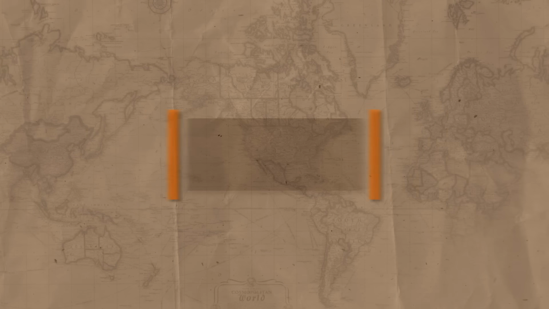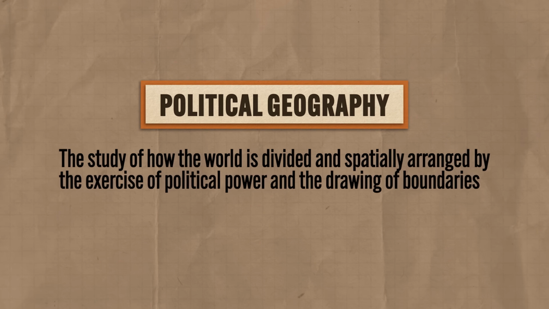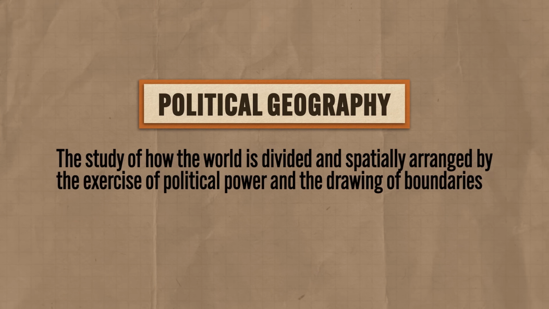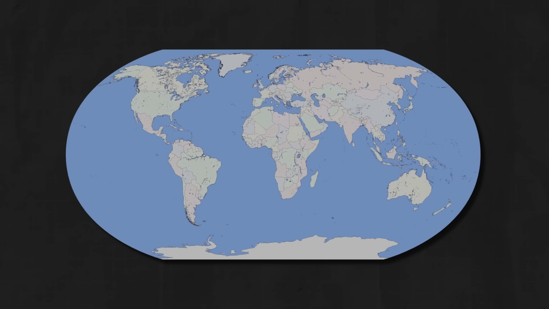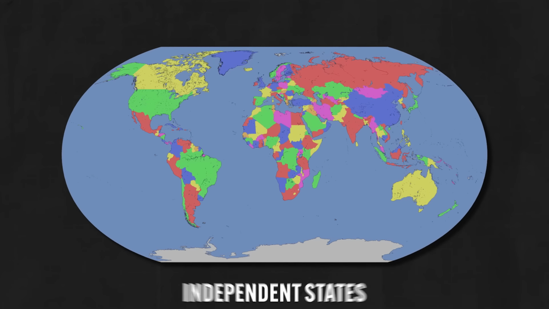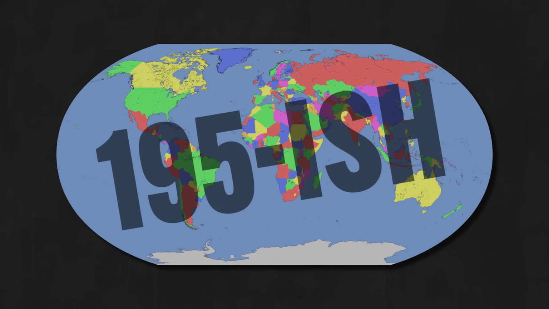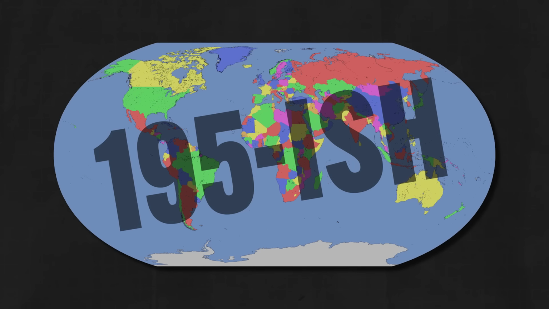Alright, it's time to get your party pants on, y'all, because Unit 4 is all about political geography, which is the study of how the world is divided and spatially arranged by the exercise of political power and the drawing of boundaries. And so, if we consider today's world map as kind of like a puzzle, then these pieces that make up the puzzle are what we call independent states. And according to the United Nations, there are exactly 195 of them as of this recording, although there are several others that are disputed. So, as is our custom, let's begin with a couple definitions.